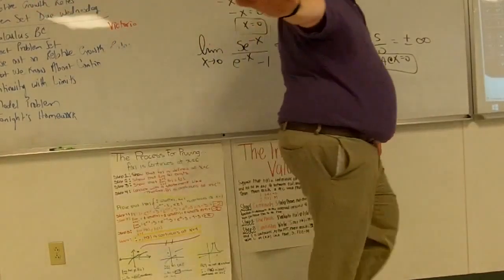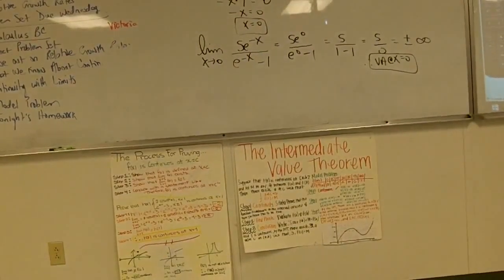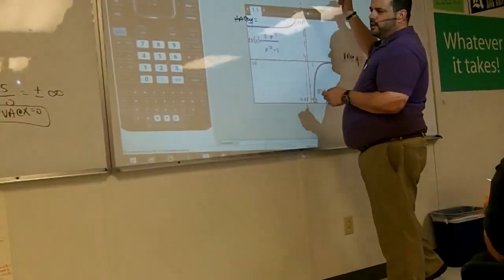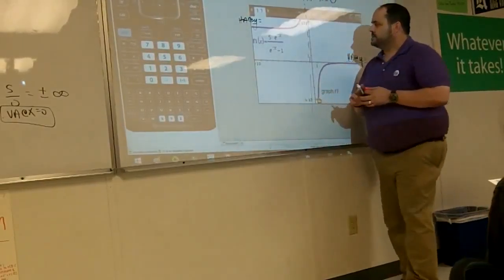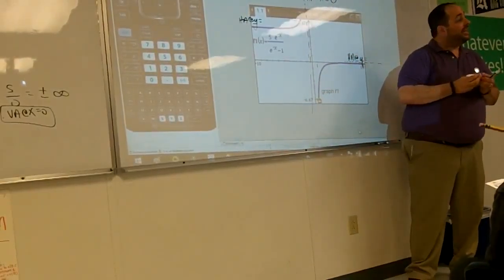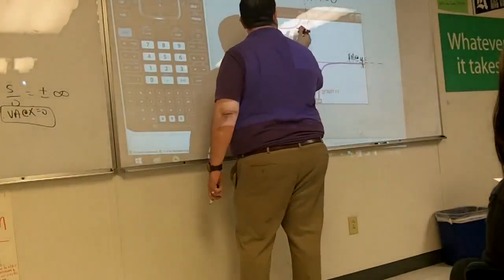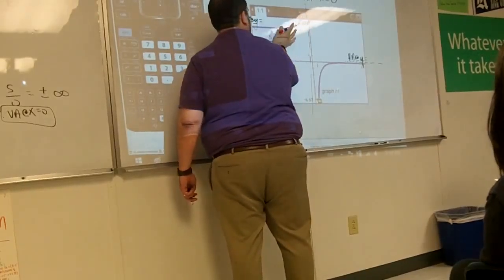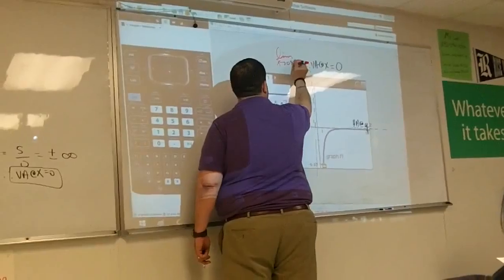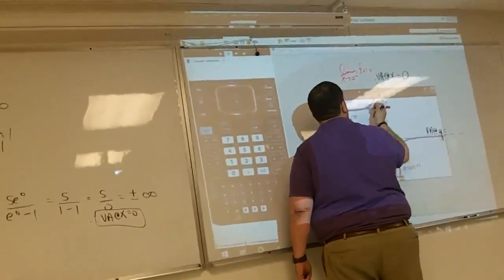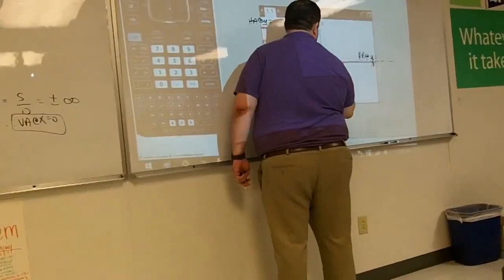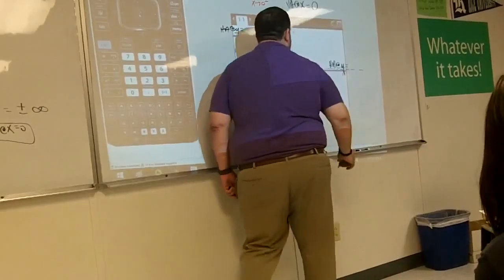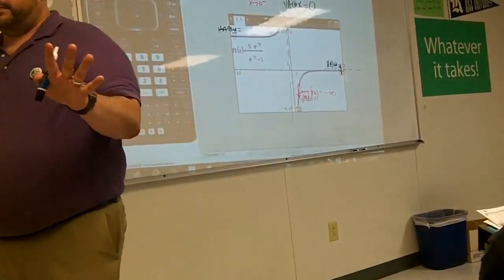Now here's what I'm going to ask you to do with your graph. I want you to add that limit notation to the graph. So we know we have a vertical asymptote at x equals 0. But in terms of your limit notation, I want you to describe what's happening here. The limit as x approaches 0 from the left of f of x is positive infinity. And over here, the limit as x approaches 0 from the right of f of x is negative infinity. That's what I want to see on your graph.